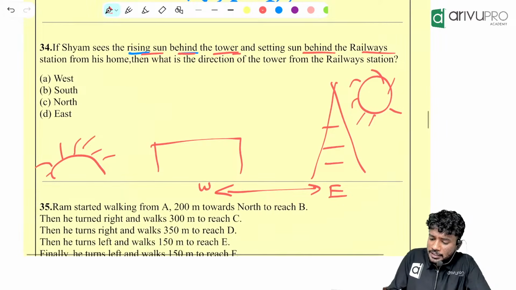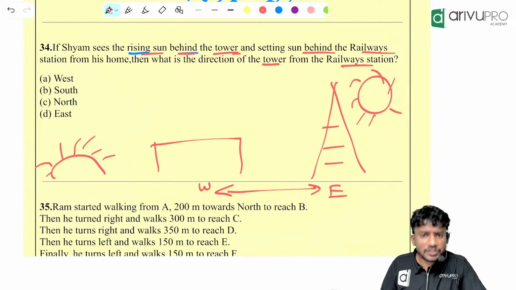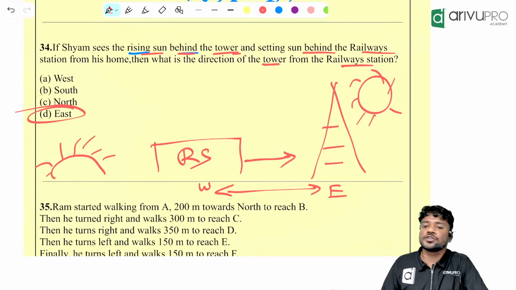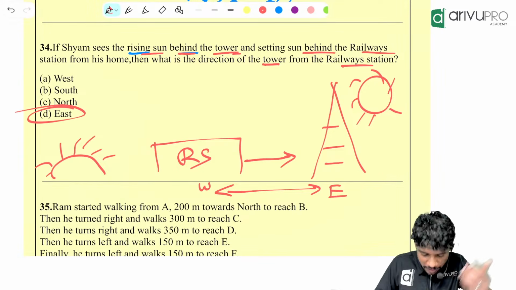Then, what is the direction of the tower from the railway station? From the railway station, this is our railway station. If I want to go to the tower from the railway station, which direction should I move? East direction I should move. Then only I can reach the tower.